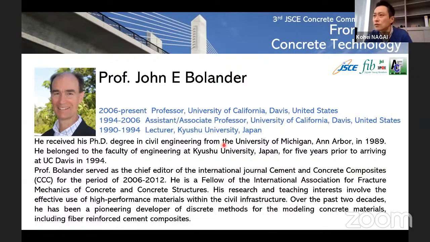So let me introduce Professor John Bolander. He is a professor at the University of California, Davis, United States. He received his PhD from the University of Michigan, Ann Arbor in 1989. After that, it's quite important for us, for Japan, that he spent about 5 years in Japan at Kyushu University. At that time, Japan had a very nice experience with Professor Bolander.